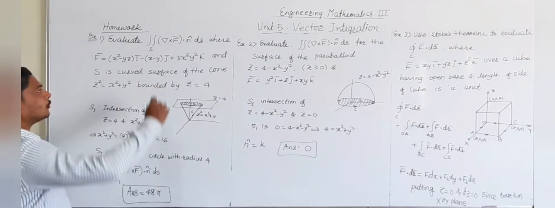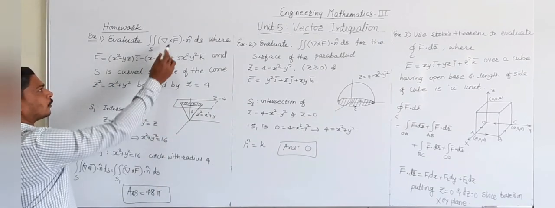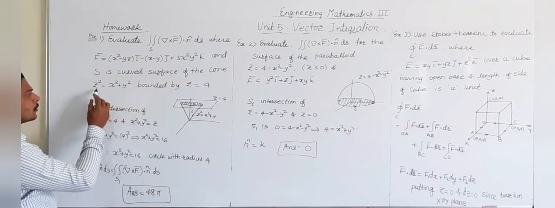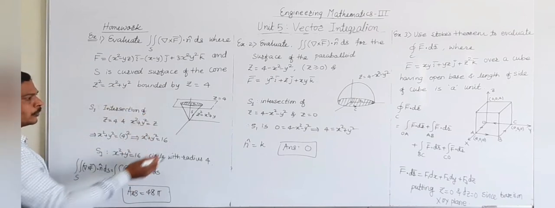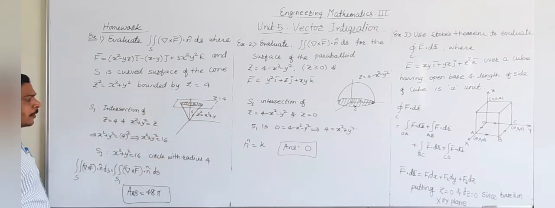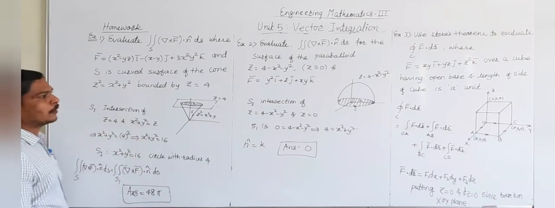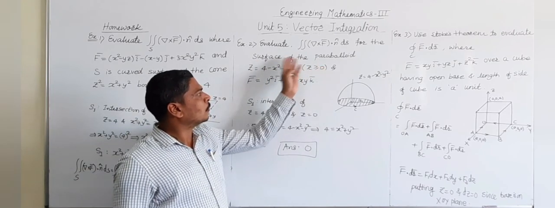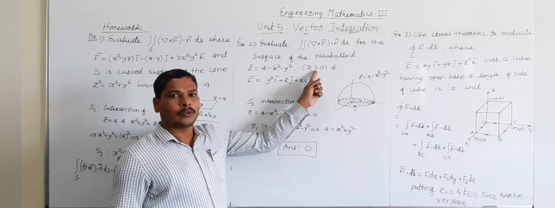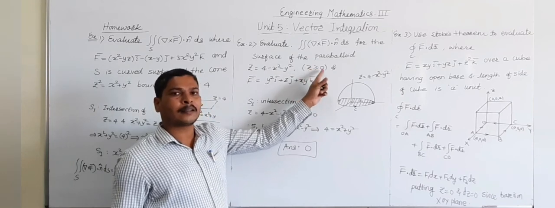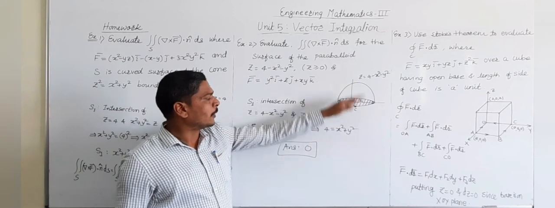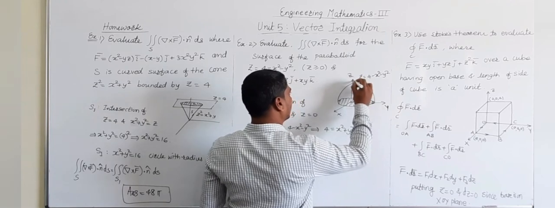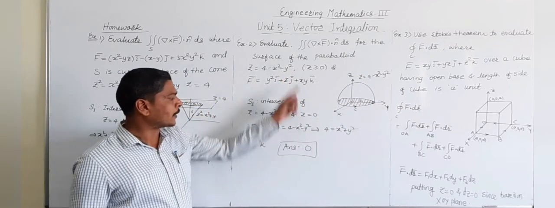So in first example, our requirement is to find surface integral of del cross F bar. We have given F bar and the surface is a surface of cone bounded by z is equal to 4 as given in our diagram. So this is hint for finding this integral. This is another integral in which our requirement is to find the surface integral over the surface of paraboloid above xy plane. Z is greater than or equal to 0, that means above xy plane as shown in our diagram. This is x-axis, y-axis and z-axis. Okay, so this is hint for our second example.